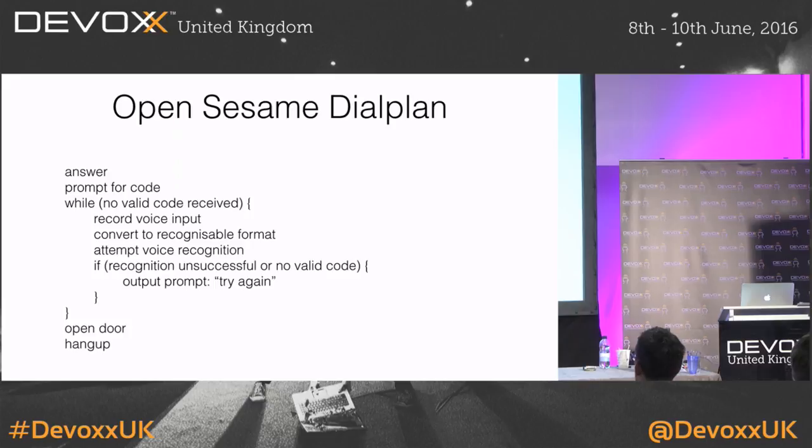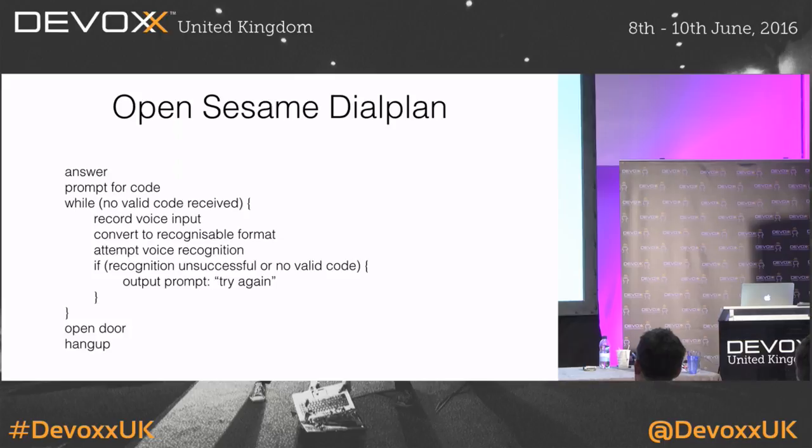I'm going to give a voice prompt for the entry code. And while no valid code is received, I want to record the voice input from the delivery person and convert it to a recognizable format. That step has to be in there because, unfortunately, the voice recognition service I'm using won't recognize the native formats that Asterisk will record in. So I have to do some conversion.